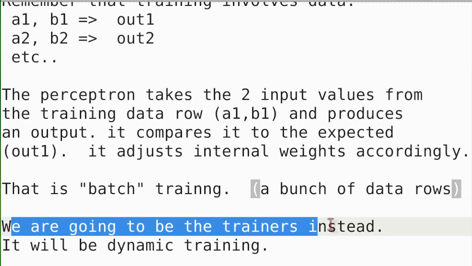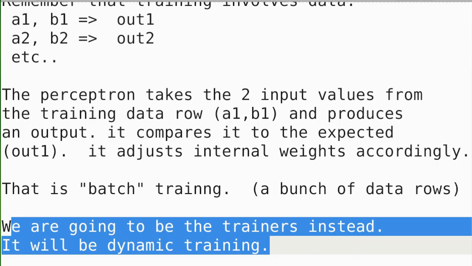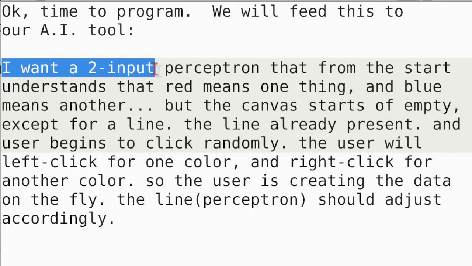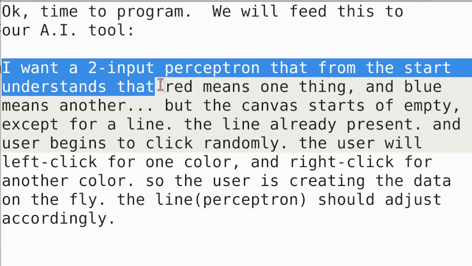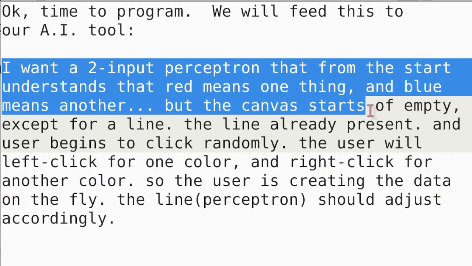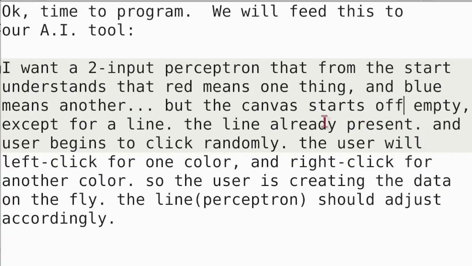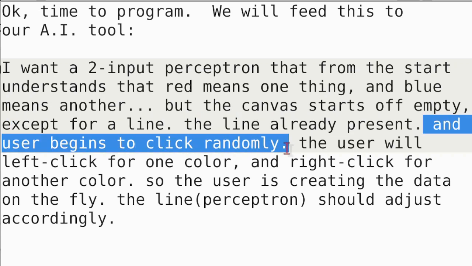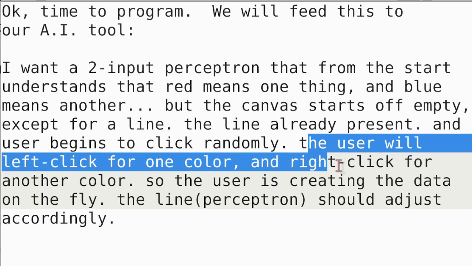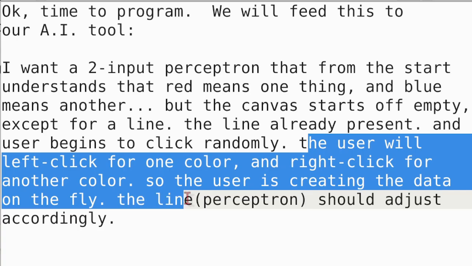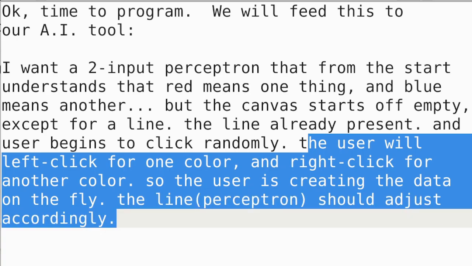We are going to be the trainers instead. We're going to be doing dynamic training. Okay, so time to program. We're going to feed what's below here to the AI tool. I want a two-input perceptron that from the start understands that red means one thing and blue means another. But the canvas starts off empty, except for a line. The line's already present. And the user begins to click randomly. The user will left click for one color and right click for another color. The user is creating the data on the fly. The line, the perceptron, should adjust accordingly.